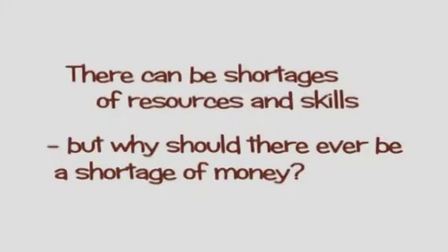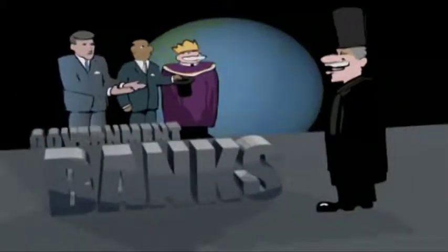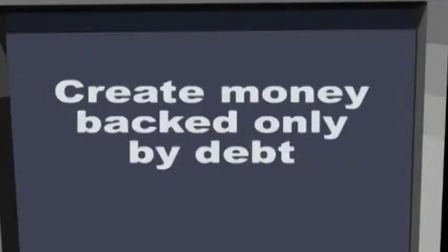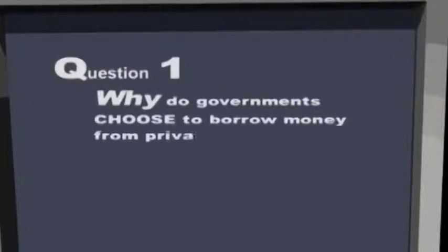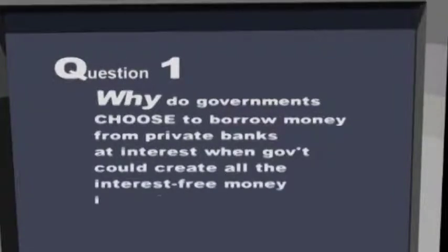It's time more people asked themselves and their governments 4 simple questions. Around the world, governments borrow money at interest from private banks. Government debt is a major component of total debt, and servicing that debt takes a big chunk of our taxes. Now we know that banks simply create the money they lend, and that governments have given them permission to do this. So the first question is, why do governments choose to borrow money from private banks at interest when government could create all the interest-free money it needs itself?